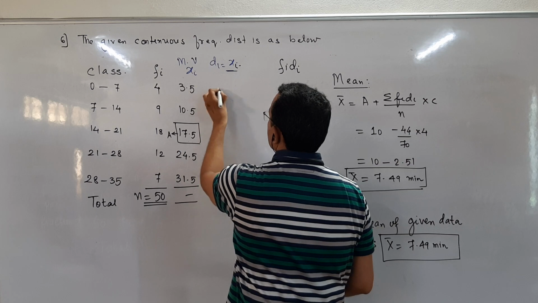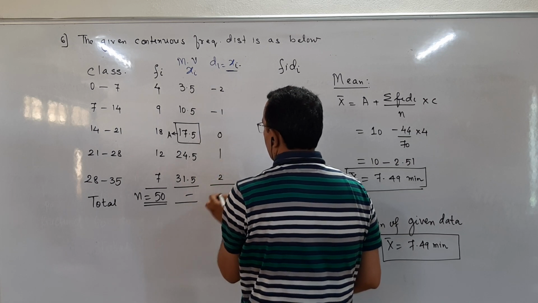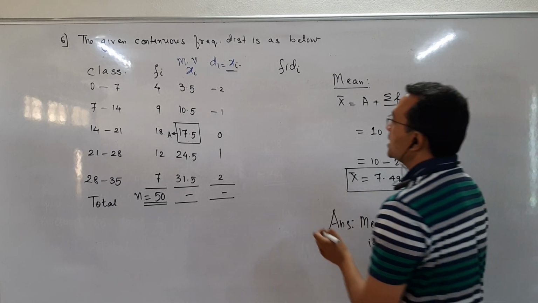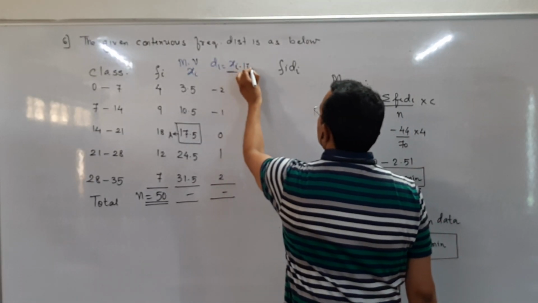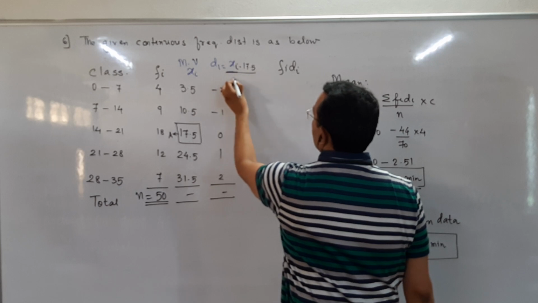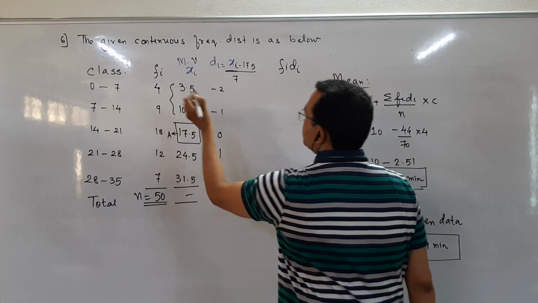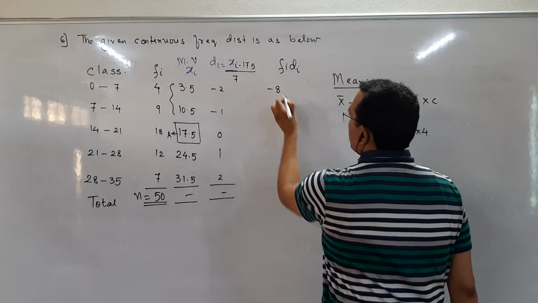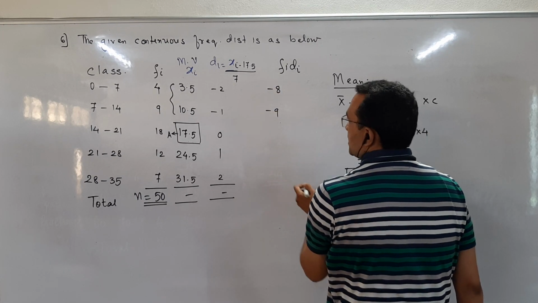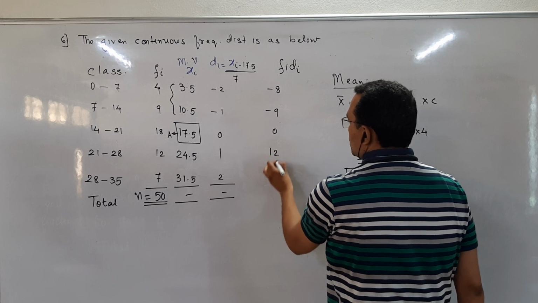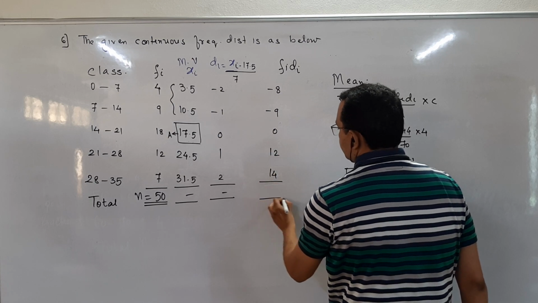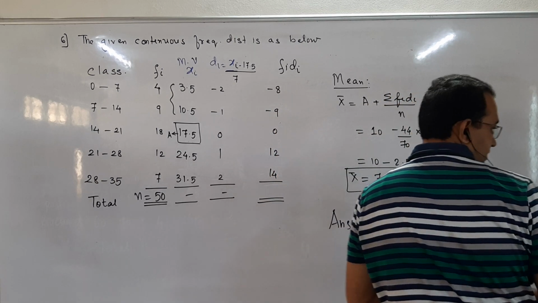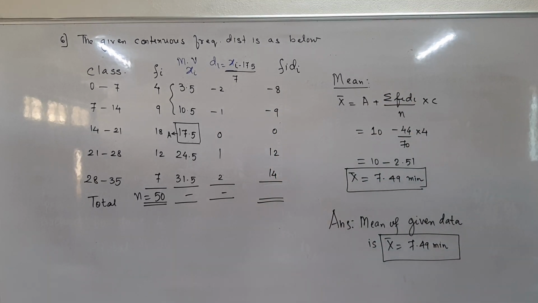So 0, minus 1, minus 2, 1, and 2, I am writing in advance. This is only possible because class means are equal. Xi minus 17.5, and class length is 7. Now Fi Di: 4 into minus 2, so minus 8, minus 9, 0, 12, and 14. 26 minus 17, so it is 9.